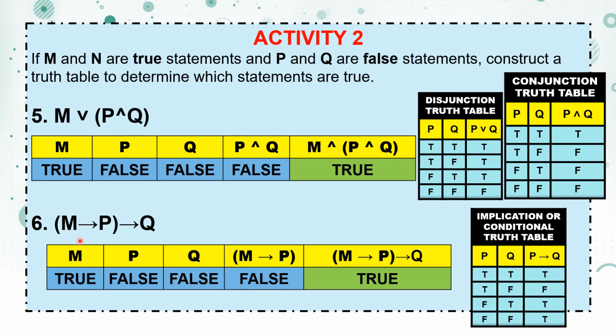Now, let's get the whole. If M, then P, then Q. Our if M then P is false, and then our Q is false. So, false, false. This is what we read first. Let's find false, false in the implication truth table. False, false is true. So, we have here true.